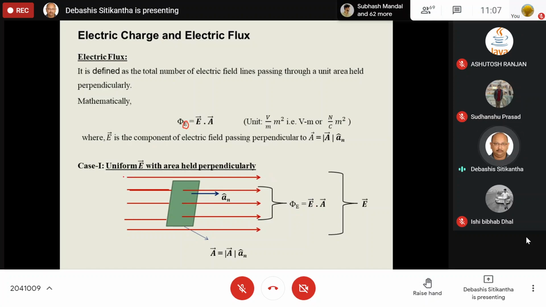Again, I told you that all these lines represent the electric field, whereas only those lines which are actually piercing this unit area perpendicularly constitute the electric flux. Again we discussed that area is a vector quantity and the direction is the one from which side we are going to see it, right?